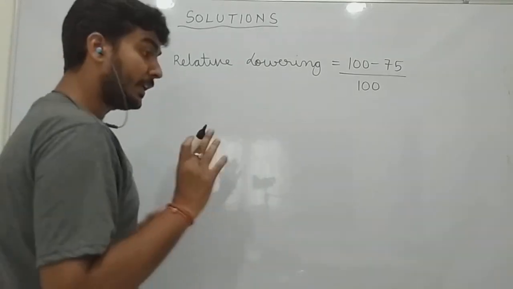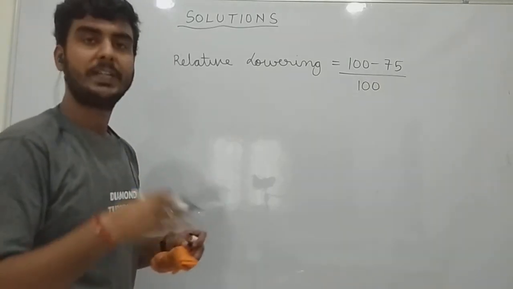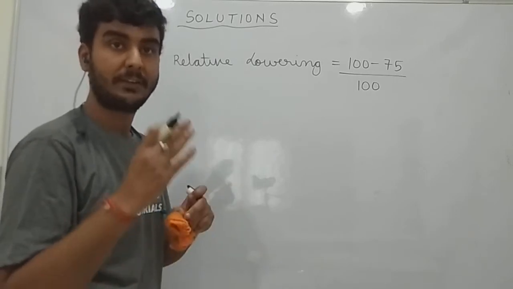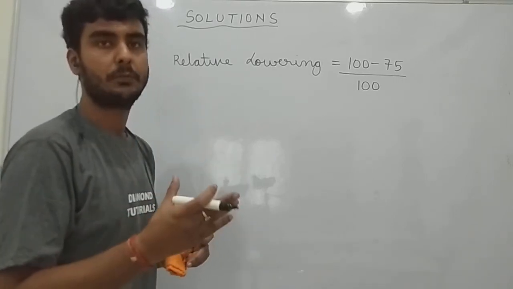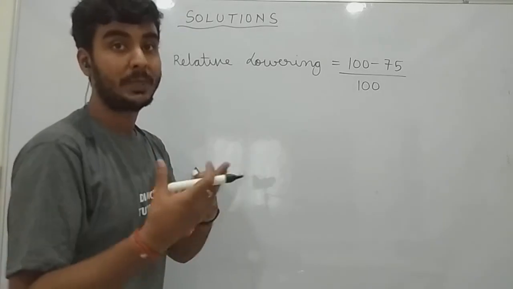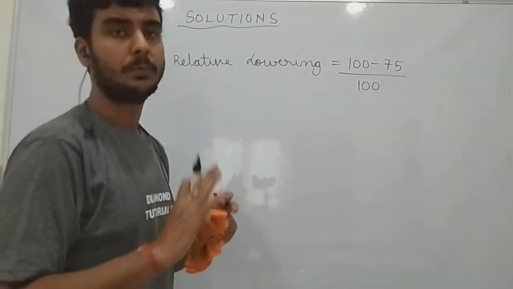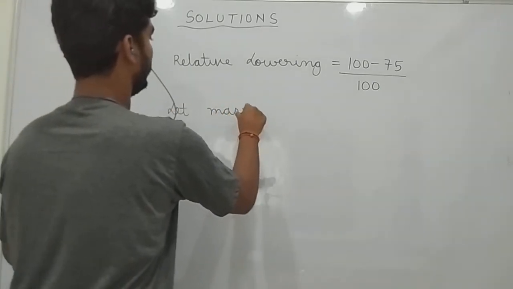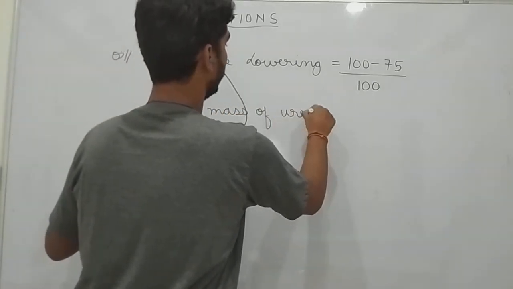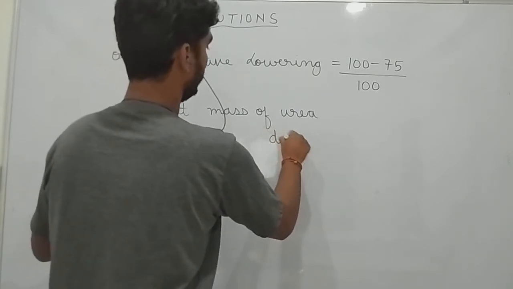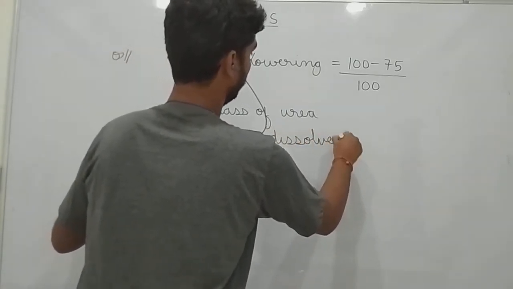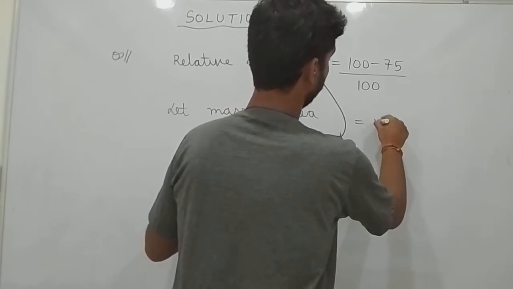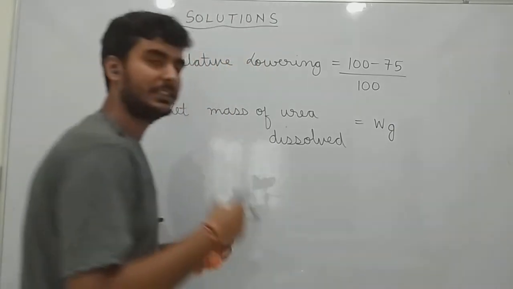So we have to calculate the mass of urea. In order to calculate the mole fraction of urea, we have to know the number of moles, and to know the number of moles, we have to know how much urea is dissolved. So let us assume the mass of urea dissolved is W grams. I don't know it; I have assumed it to be W grams.